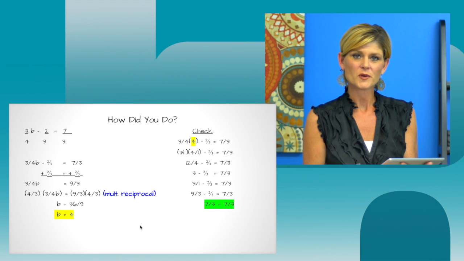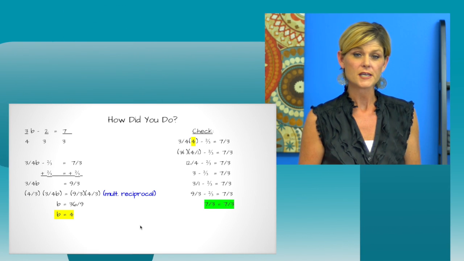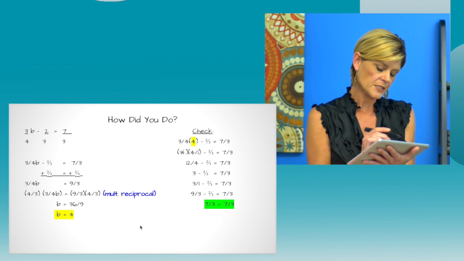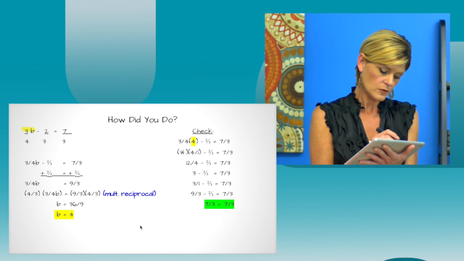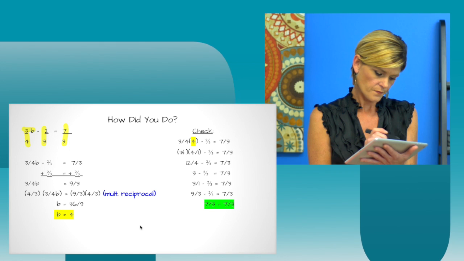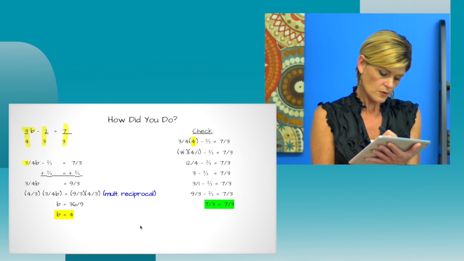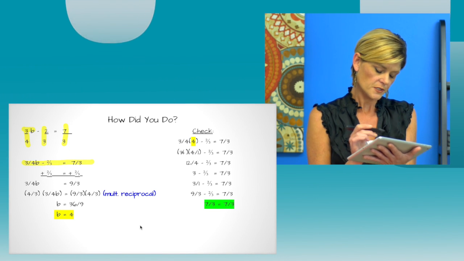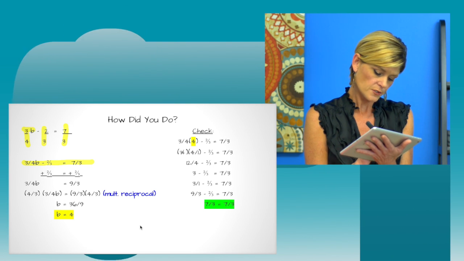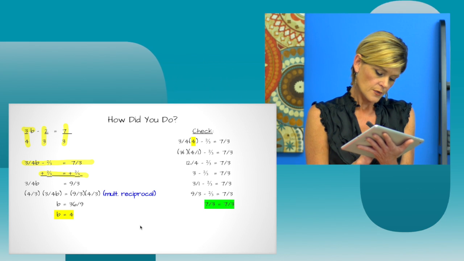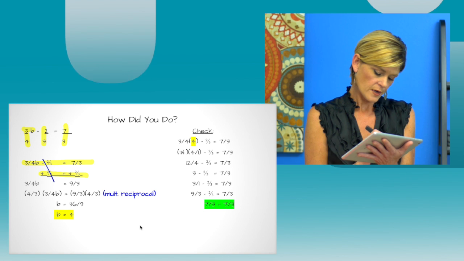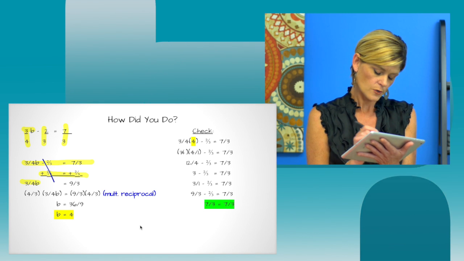All right, welcome back everyone. How did you do? Were you able to solve for b? Let's take a look. So our problem was 3 over 4b minus 2/3 equals 7 over 3. The first thing you need to do is add 2/3 to both sides. This cancels out. And now you have 3 over 4b equals 9 over 3.